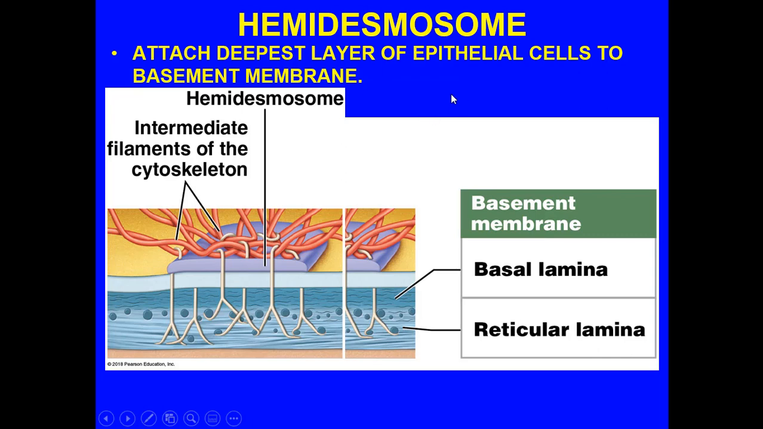Now, as I mentioned to you before, the hemidesmosome attaches to the deepest layer of the epithelial cells, basically to the basement membrane, as you can see down in here. So whenever you have what's called a basement membrane, you're going to have a basal lamina, which is right up close and next to the epithelial cells. And then a lot of times a reticular lamina occurs below that. So it's really anchoring itself down to the lower levels of the basement membrane.